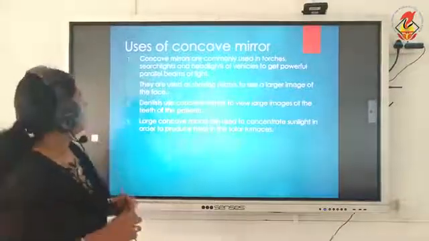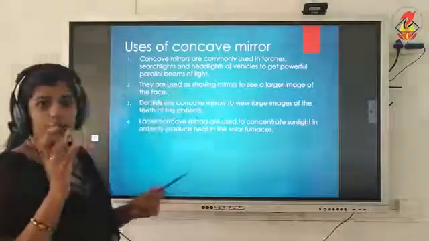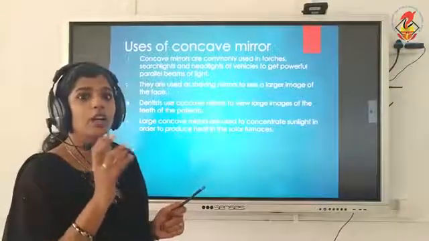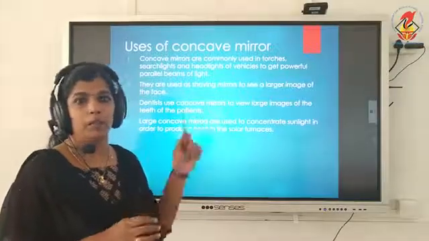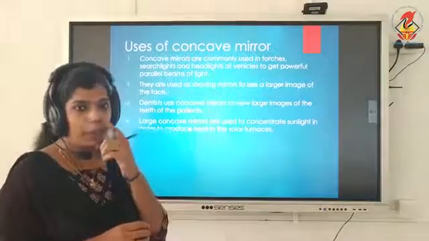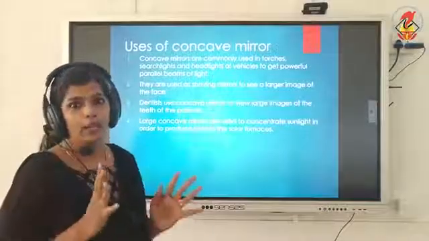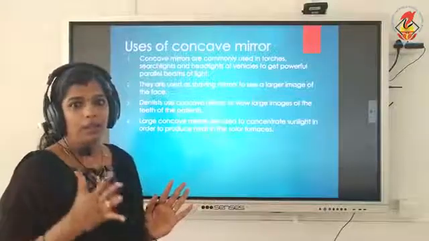Here the bulb is placed at the principal focus of this concave mirror. Normally the bulb will be placed at the principal focus of the concave mirror, so you will get a parallel beam of light rays. Reflected rays will be a parallel beam.